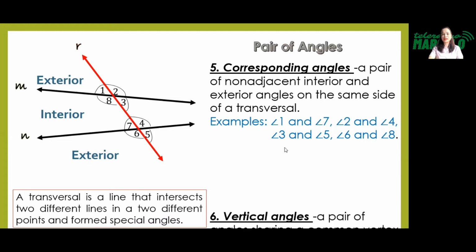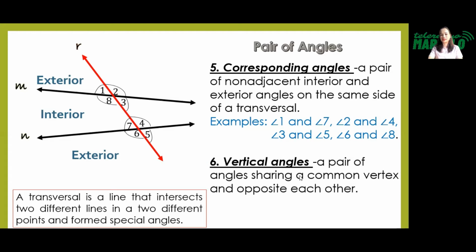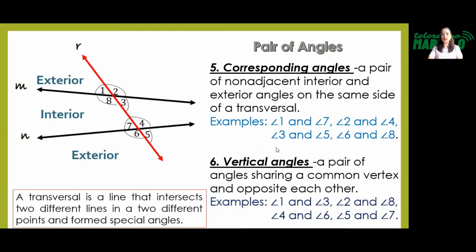Okay, next are the vertical angles. Vertical angles are a pair of angles sharing a common vertex and opposite each other. Okay, common vertex and opposite each other. So we have the examples as angles 1 and 3, angles 2 and 8, angles 4 and 6, angles 5 and 7 as our vertical angles.